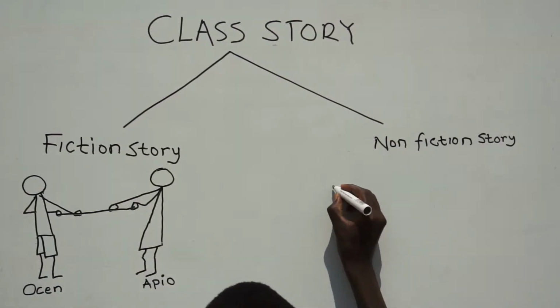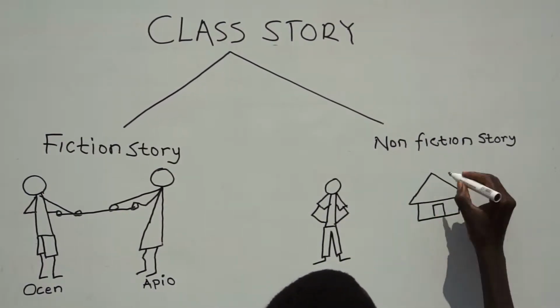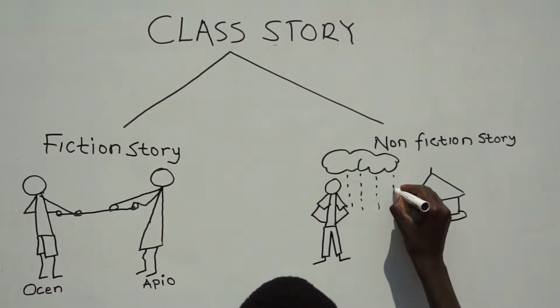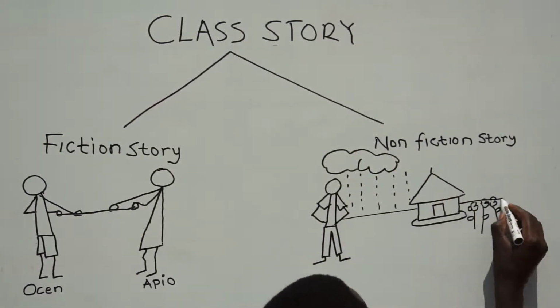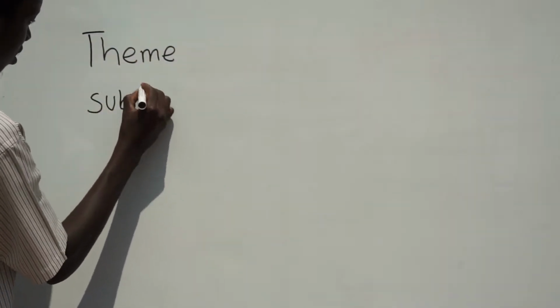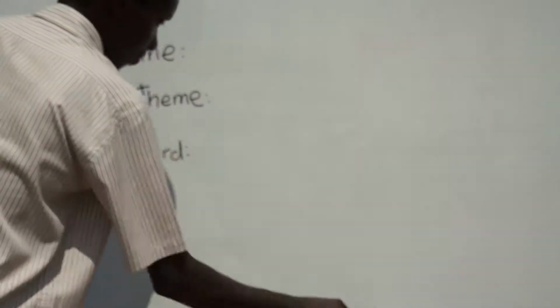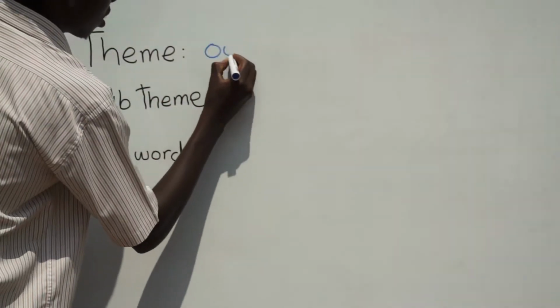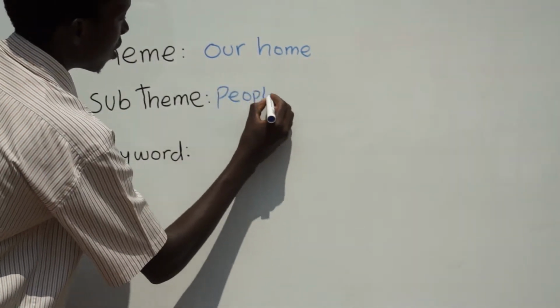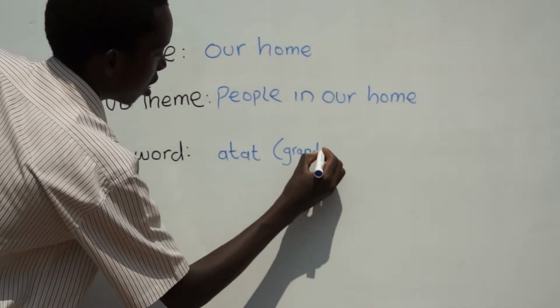A non-fiction story is a story about something in real life. The people, places and events in the story are real people, places and events that your pupils know something about. The theme, subtheme and keyword for the week can help you decide which type of story is most appropriate. For this video, let's pick one theme, subtheme and keyword and compose both a non-fiction and a fiction story. Theme: our home. Subtheme: people in our home. Keyword: atat, grandmother.